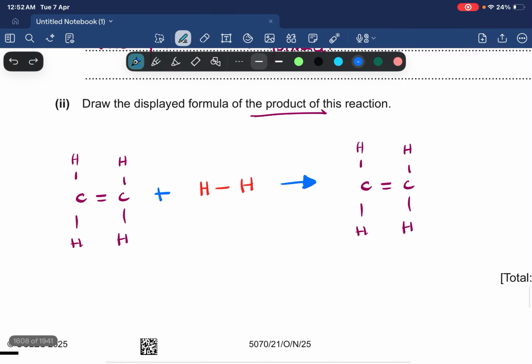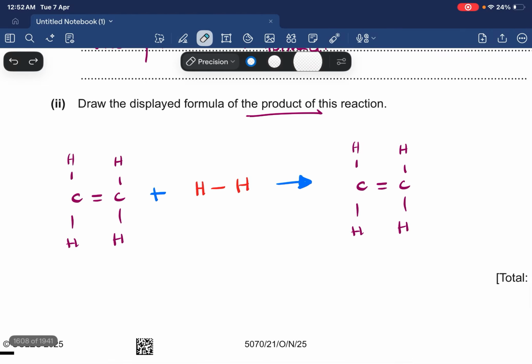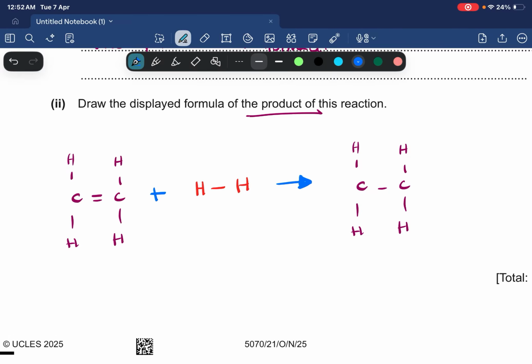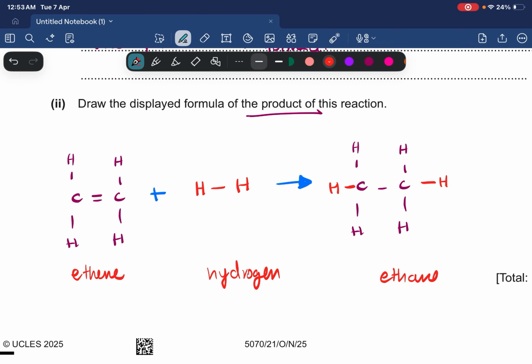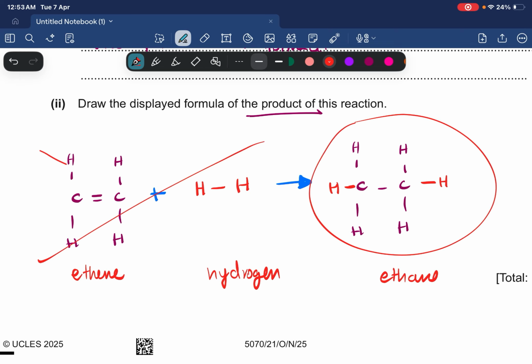This bond is going to break from here. When this bond breaks, one hydrogen is going to attach here, one hydrogen is going to attach here. So this was your ethene, this was your hydrogen, and this is your ethane. And you only have to draw ethane to get your marks. You don't have to draw this. I'm just telling you what's happening.